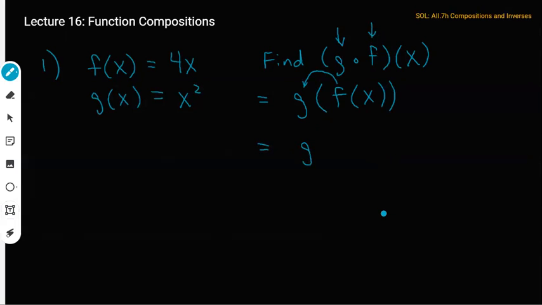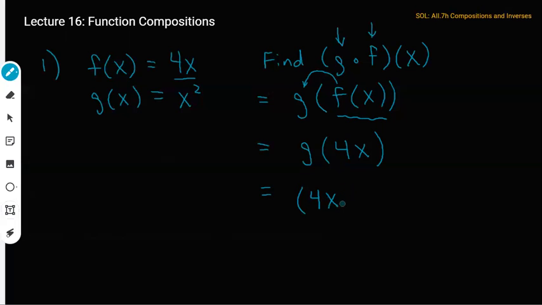Okay, so the function g is going to stay the same, but f of x is 4x. So what I'm going to do is replace this f of x with a 4x, since they're the same function, right? So now I've got the function g of x, and I'm evaluating it at 4x. That means everywhere I see an x where g is, I'm going to replace that with a 4x and see what I get.